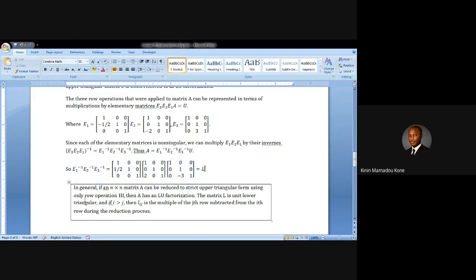So in general, if an n by n matrix A can be reduced to a strict upper triangular form using only row operation 3, then A has an LU factorization. The matrix L is unit lower triangular. If i is greater than j, then L sub ij is the multiple of the jth row subtracted from the ith row during the reduction process.